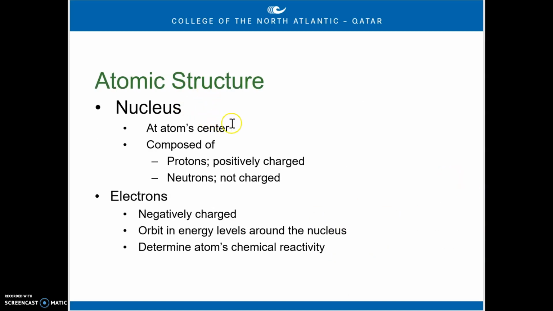So the nucleus, of course, is at the atom's center, and it has protons, which are positively charged, and neutrons, which have no charge. So we just said that a second ago. Now, the electrons are what make these atoms interesting. They're negatively charged. They orbit in energy levels outside the nucleus, and they determine an atom's chemical reactivity. The chemical reactivity is important for certainly chemists, but definitely biologists when we're trying to understand how these things all work and come together.